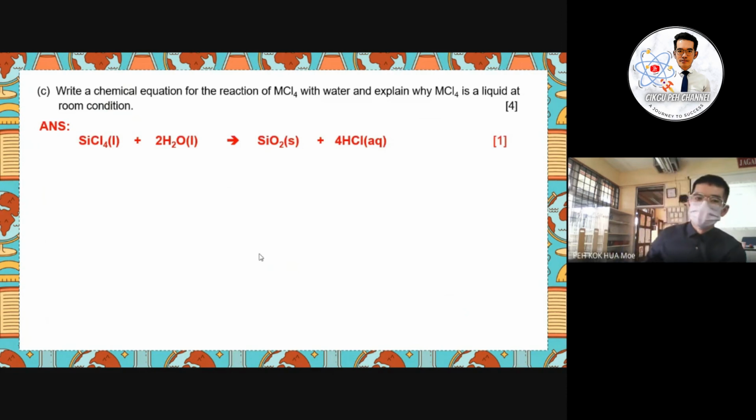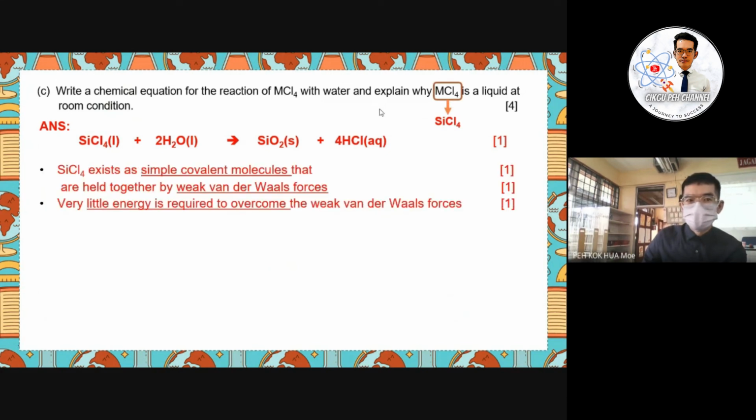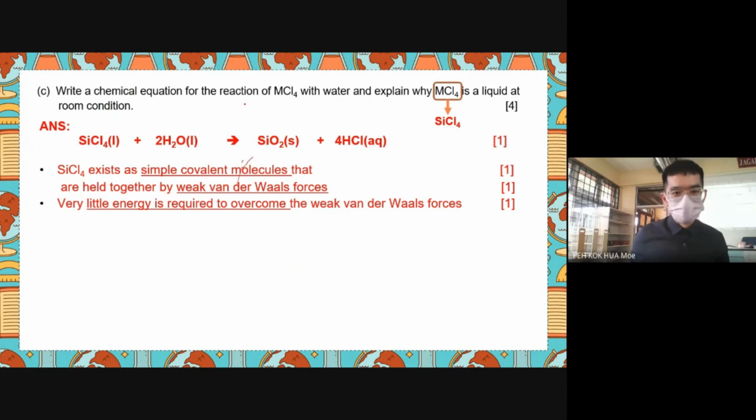We already discussed this will be the answer: hydrolysis to form silicon dioxide and hydrochloric acid. Okay, so here we discuss about the room condition, which is liquid. We discuss the melting point. We discuss they are simple covalent molecules. So when simple covalent molecule, they will be held together by the weak van der Waals. So we do not discuss the M and Cl bond. We discuss the intermolecular forces. Okay, so very little energy is required to overcome the weak van der Waals forces.